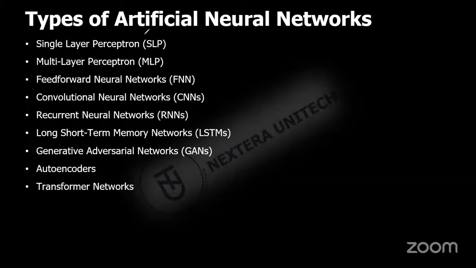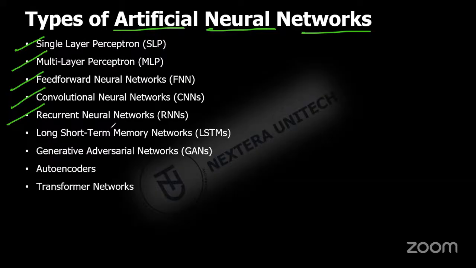As we have understood, neural networks are the base for the entire deep learning. We have the single layer perceptron. This is the basic one, in which you'll have only one hidden layer. Then the multi-layered perceptron with multiple layers, feed forward neural networks, and CNNs, convolutional neural networks, which are designed for image data. They work well for image data. Recurrent neural networks work well for sequential data like time series and text.